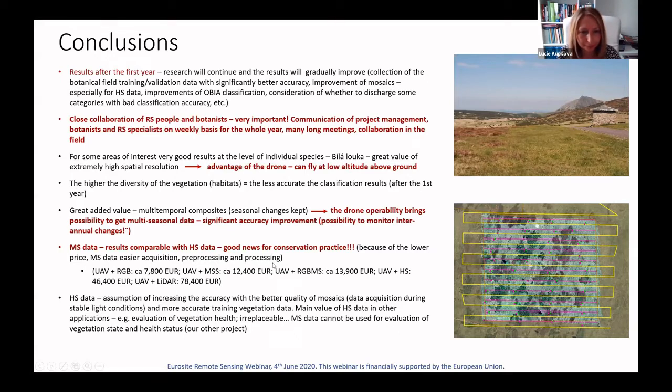And really good news is that multispectral data, which is a more accessible technology than hyperspectral data, can give you relatively comparable results to hyperspectral data, and you can have them at a lower price, with easier acquisition, pre-processing and processing.